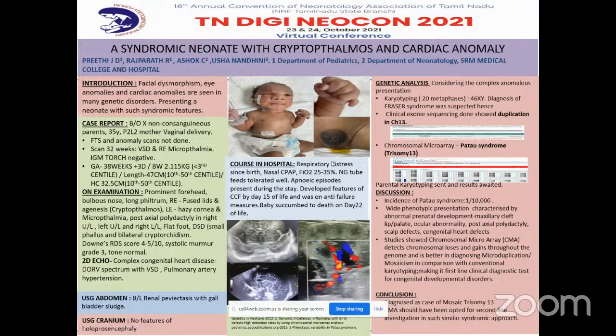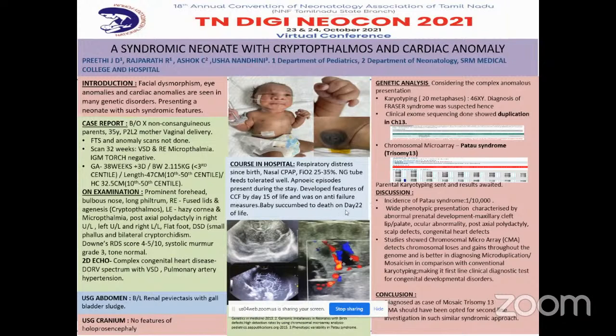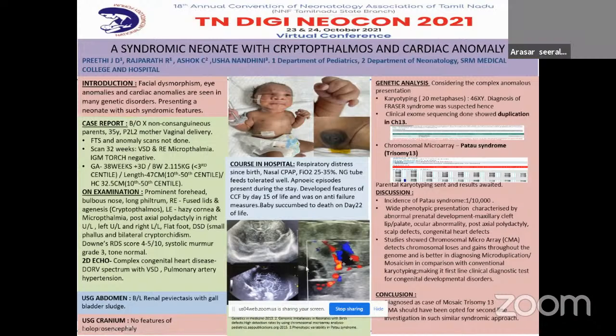So we performed a 2D echo on day 1 of life, which showed a complex congenital heart disease with double outlet right ventricle spectrum with ventricular septal defect with pulmonary artery hypertension. USG abdomen and cranium was also performed on the same day, which showed bilateral renal pelvic dilatation as shown in the figure with mild gallbladder sludge. USG cranium, both the sagittal and the coronal view, was performed, and that was found to have normal cerebellum and normal cerebrum as well.